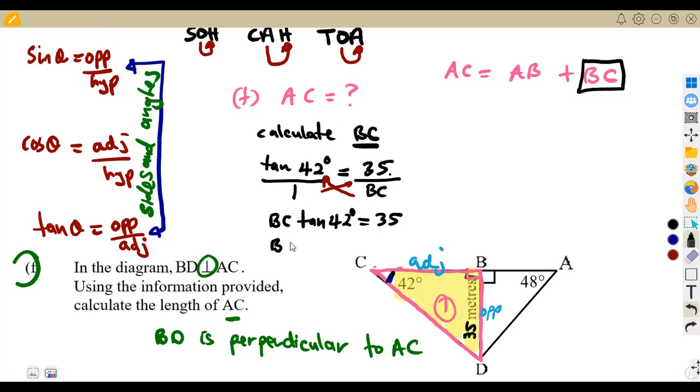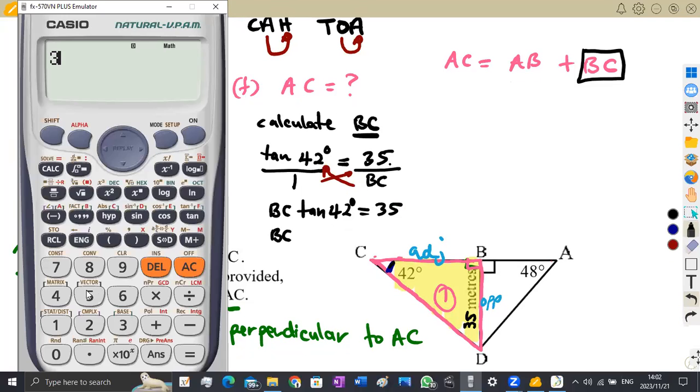So how do you find the side BC? You divide here by this tan 42. I'm just going to use my calculator. Let us put our answers to 2 decimal places. On your calculator, like I said, you're going to divide 35 by tan 42 degrees, then close your bracket.